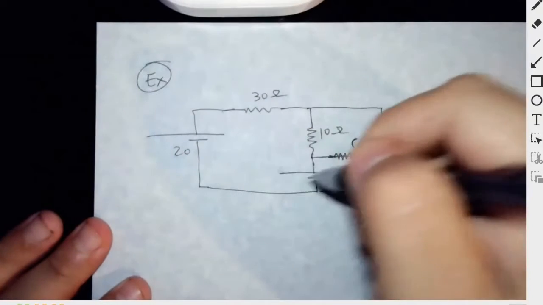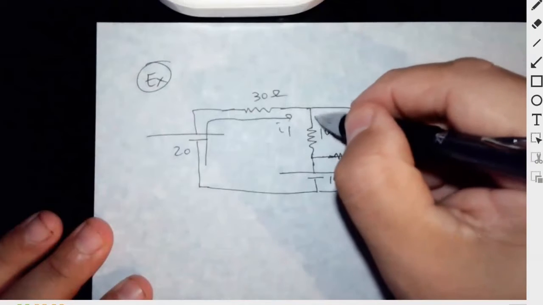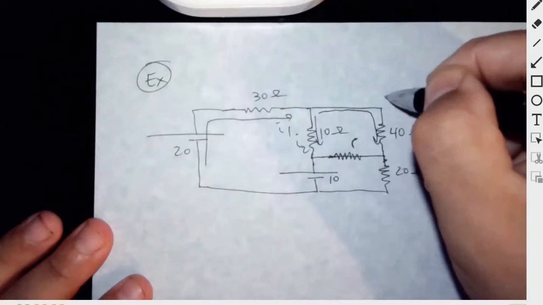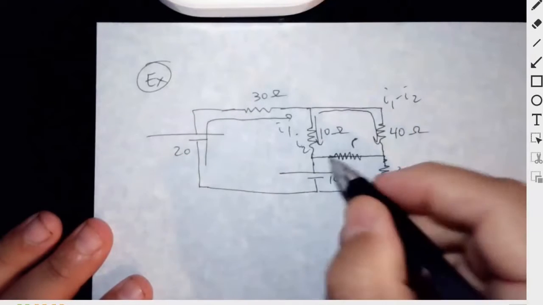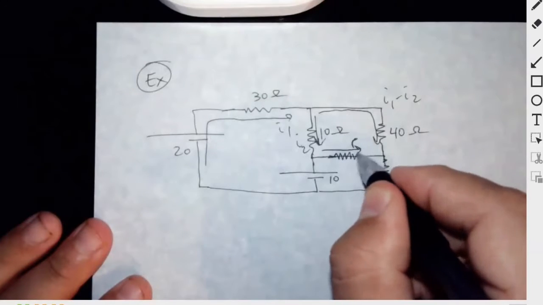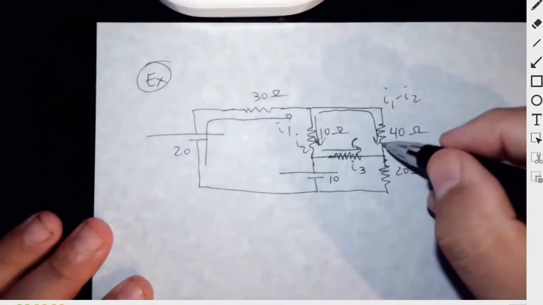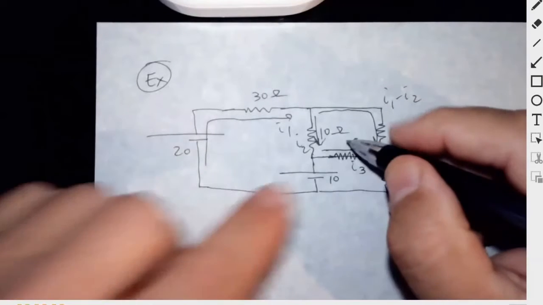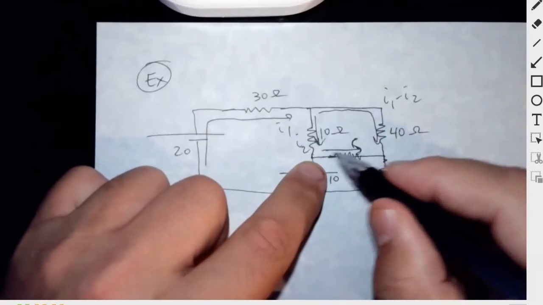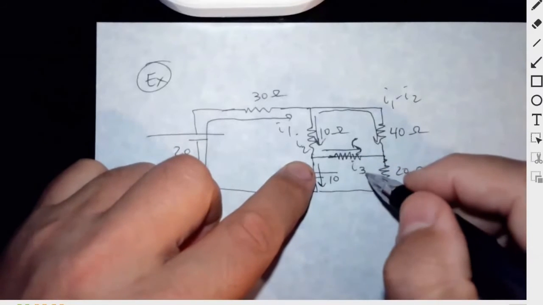So then how would we do this? This would be I1. Remember, this one we called I2, and this one we called I1 minus I2. Then I can call this one I3. So what's going to happen is I2 is going to come, and I'm going to call this guy I3, and then this one here will be I2 minus I3.